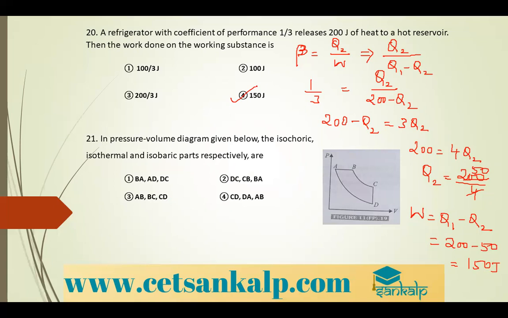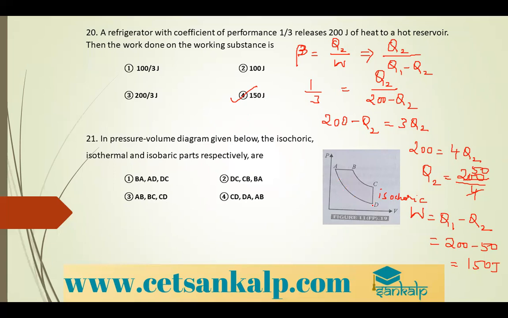See, in the pressure volume diagram, that is the PV diagram given below, the isochoric, isothermal, and isobaric parts respectively are. So CD, you can take this at this particular point, CD is nothing but isochoric. As you can see, the volume is constant. Then DA is nothing but your isothermal, as temperature is constant.